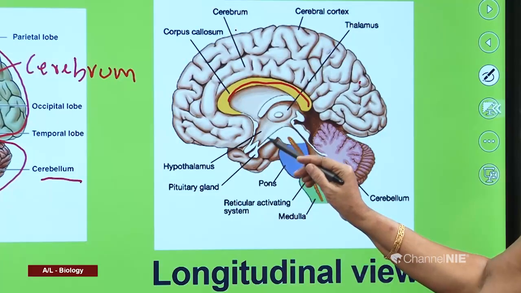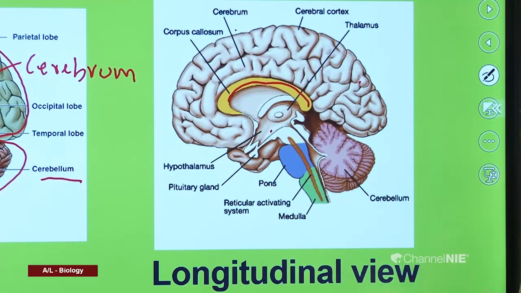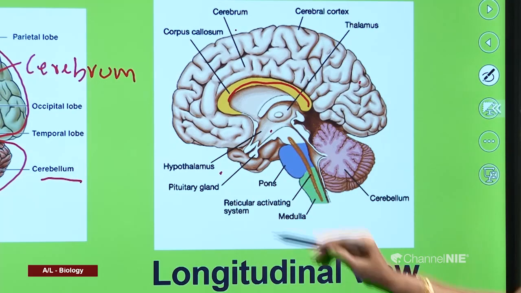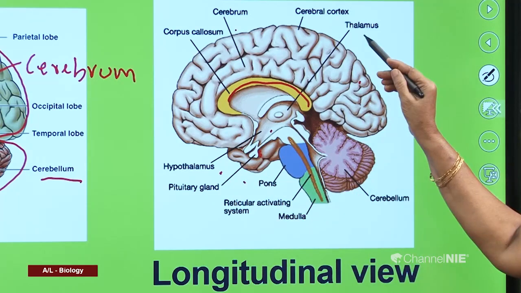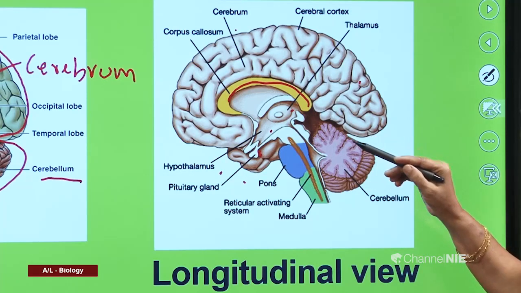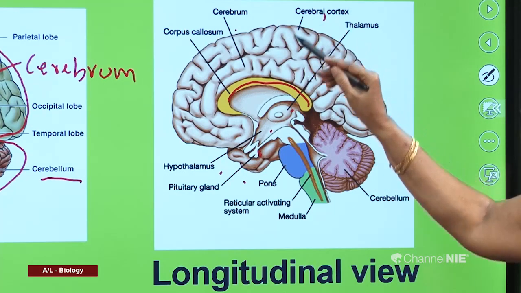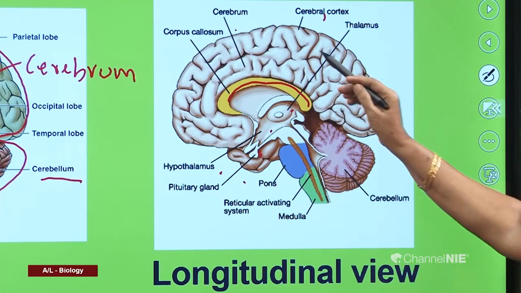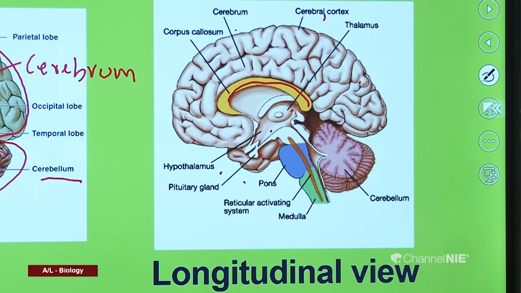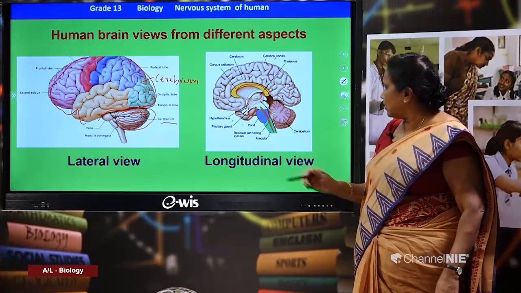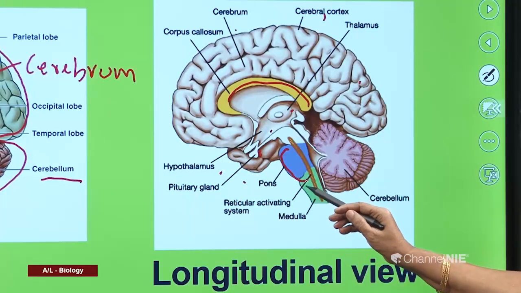Then there are a number of parts here. Hypothalamus, as I explained earlier, is developed from the forebrain, right? Then you can see the pituitary gland, which is a very important endocrine gland. Thalamus is also part of the forebrain. So all these you can see in this region. It is complex compared to the embryonic brain. This is highly complex.